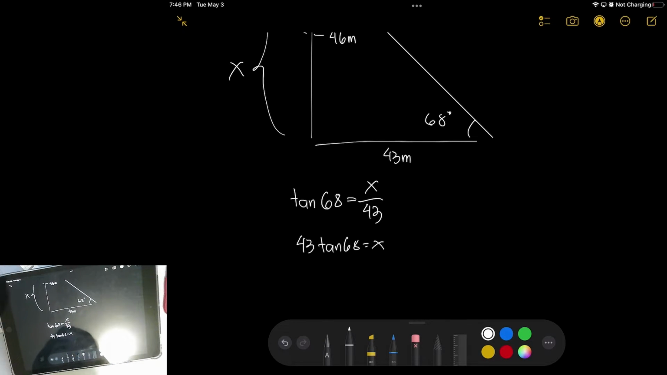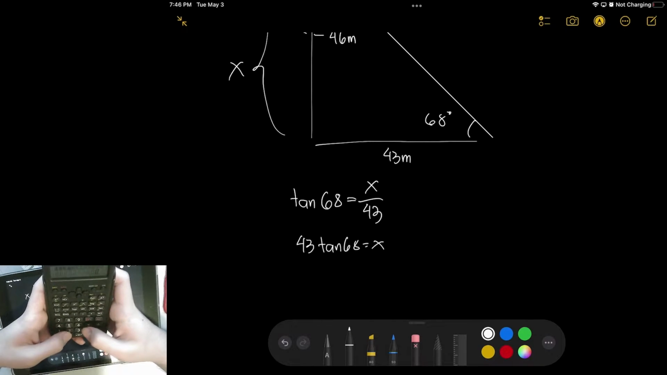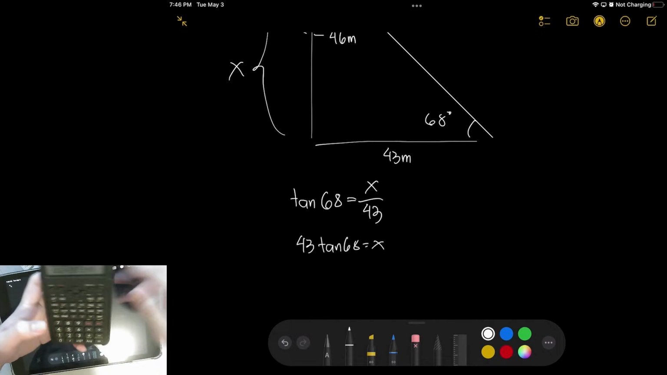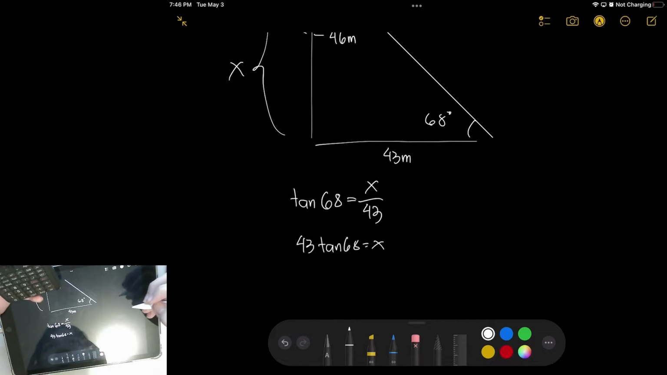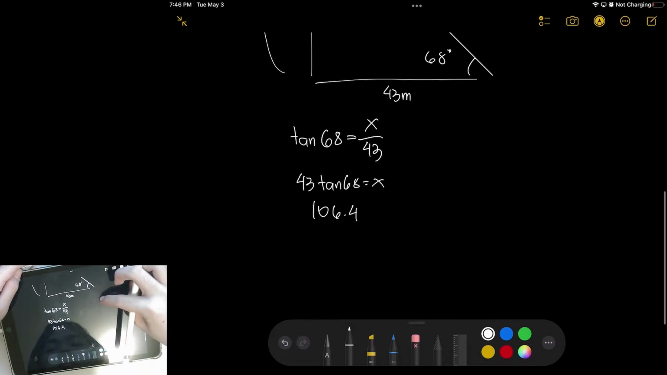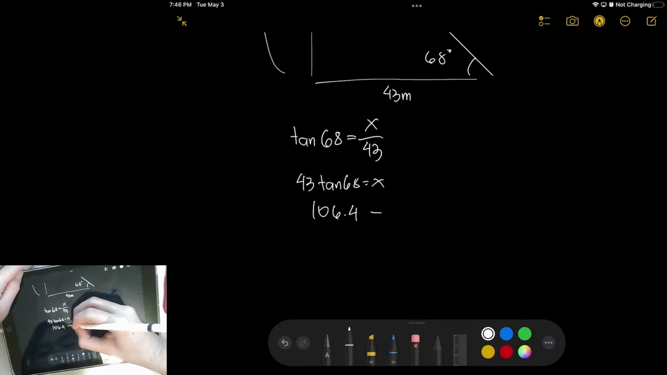Take out our scientific calculator again. 43 tan 68 equals 106.4. However, we should round this up to the nearest whole number to make this easier. So this is going up to 107.